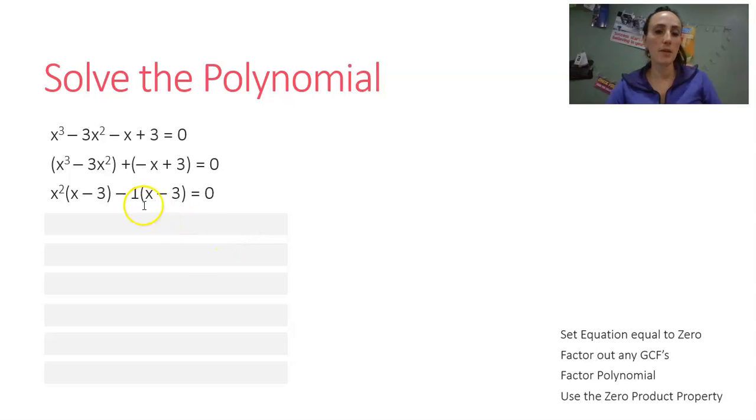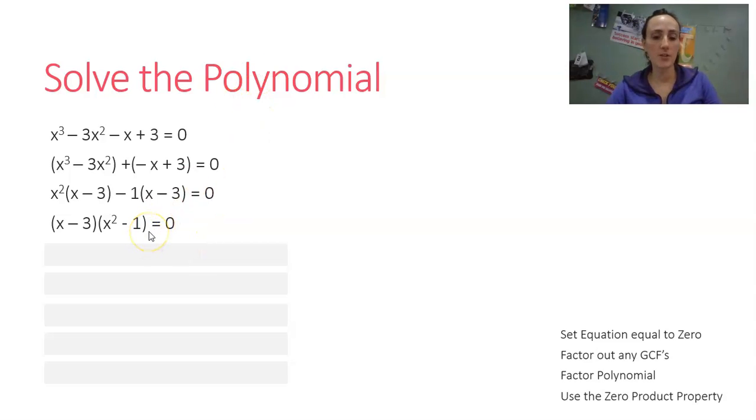My next step in factor by grouping is to factor out the common binomial factor that these two terms share. So my x minus 3 is going to get pulled out front. Pulling out my x minus 3, I'm going to now write what I have left over. This has an x squared left over. My second term has a negative 1 left over. So I have x minus 3 times x squared minus 1. I still have it equal to 0.